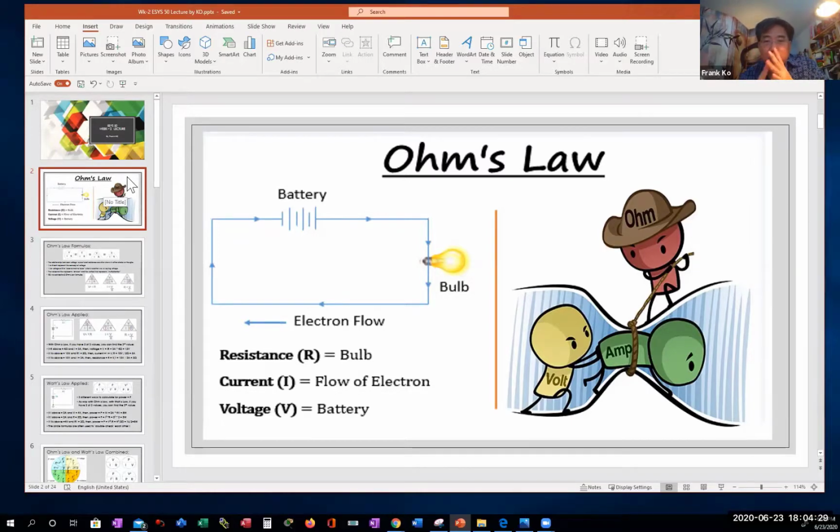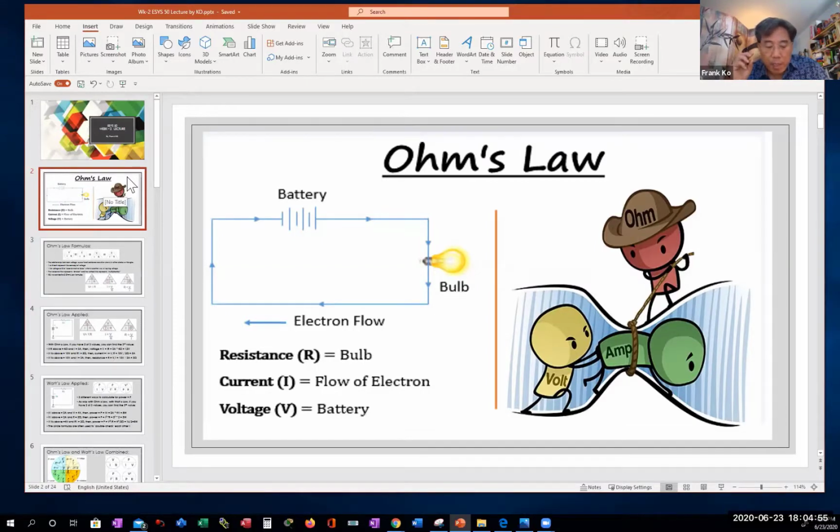What is the symbol for volts? A capital V. The concept of current is represented by what symbol? Current is represented by the capital letter I. What are the units of current? The units of current are amperes, or amps. And what is the symbol for amps? The symbol for amps is a capital A.